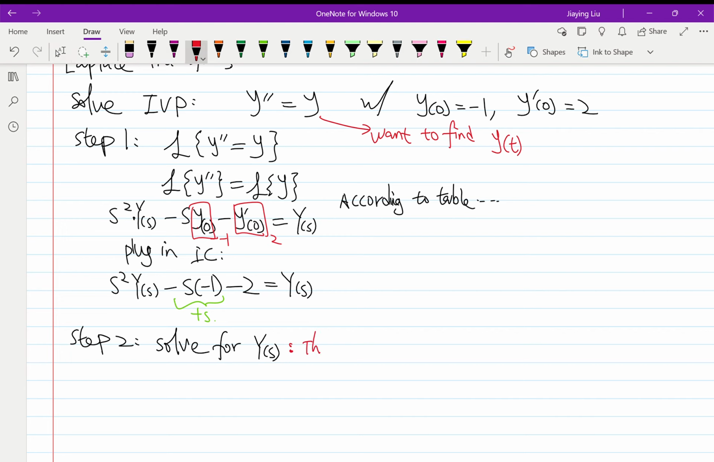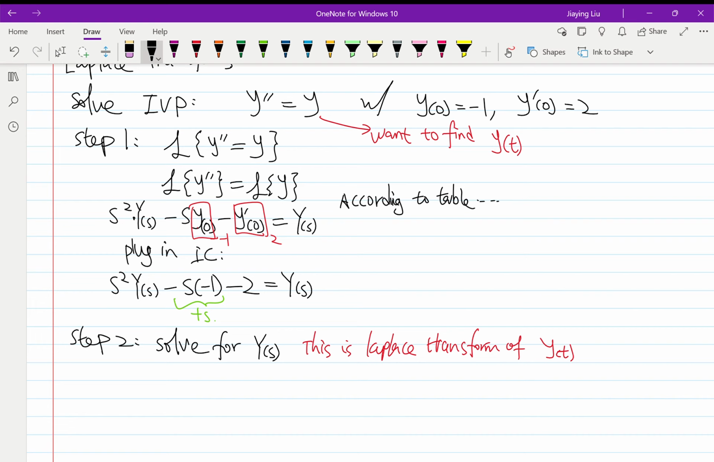So this is the Laplace transform of y of t, of the solution that we're looking for. So let's solve for this first, and then maybe from this y of s at the end, we can find out y of t. That's what we're looking for.